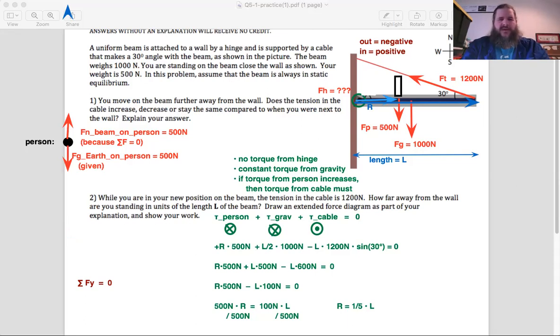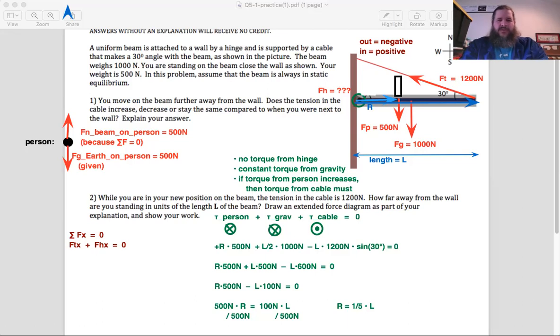So tension force, x component. Person force and gravity force definitely are straight down. They have no x component. But what else at least could have an x component? Right, force of the hinge could have an x component. In fact, it looks like it's going to have to because it has to cancel out the tension force x component. Whereas for the y direction, it looks like everything could have y components.